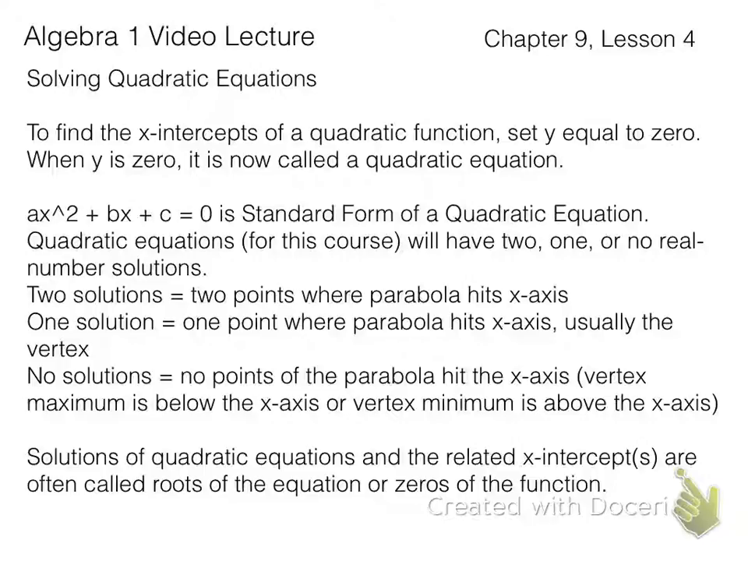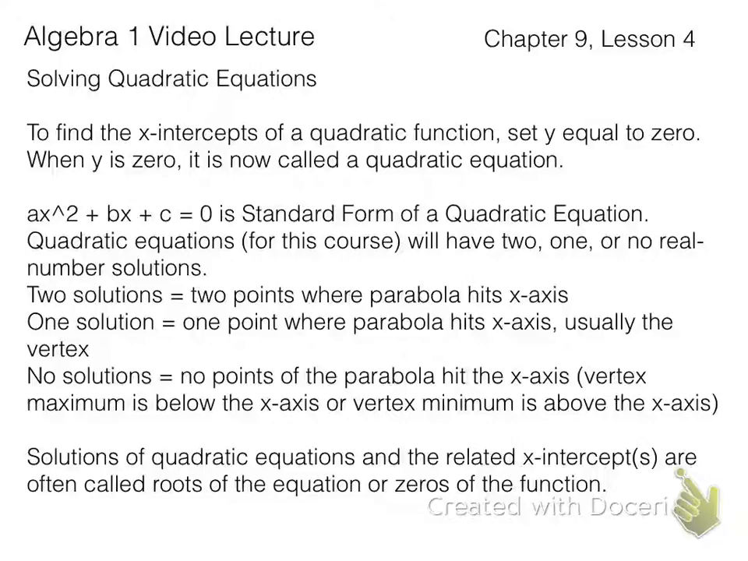The other thing is, sometimes you won't even have the y in there to set to 0. You will in the next lesson. But basically, we're just figuring out what x is when y is 0, or when there is no y. All right? So, this is in standard form when you have ax squared plus bx plus c equals 0, though in this lesson, you won't have any bx's. Okay? You will in the next one, but not in this one.